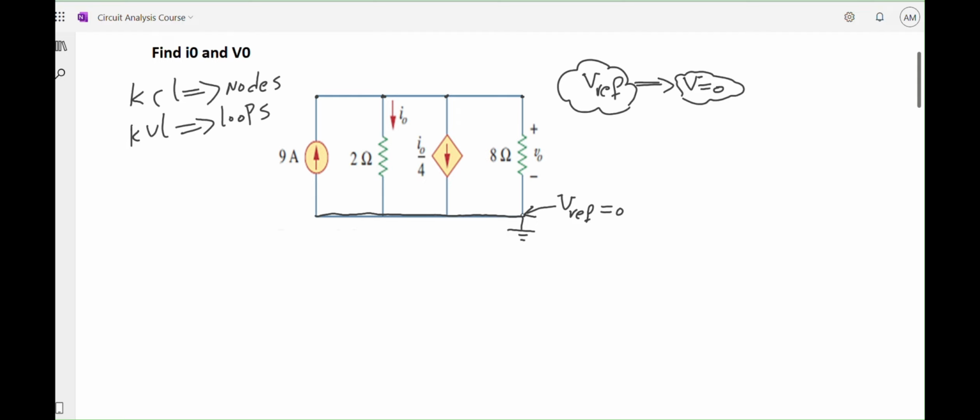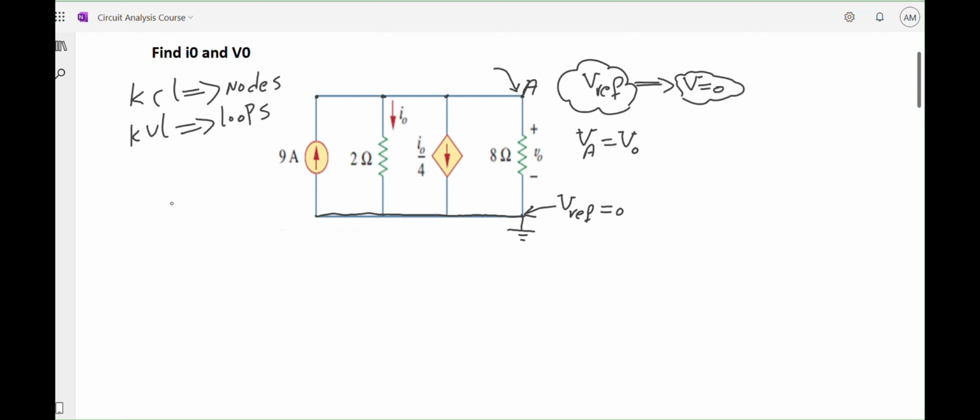If the voltage of this point is zero, I can very quickly come to the conclusion that the voltage of this point over here, let's call this node A, is positive VO. The voltage of node A, as you can see, is VO, so I can say the voltage of point A is V0.